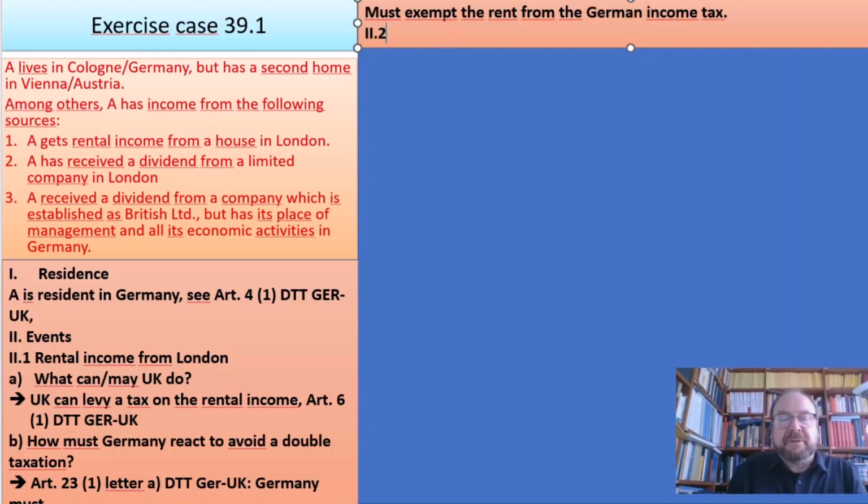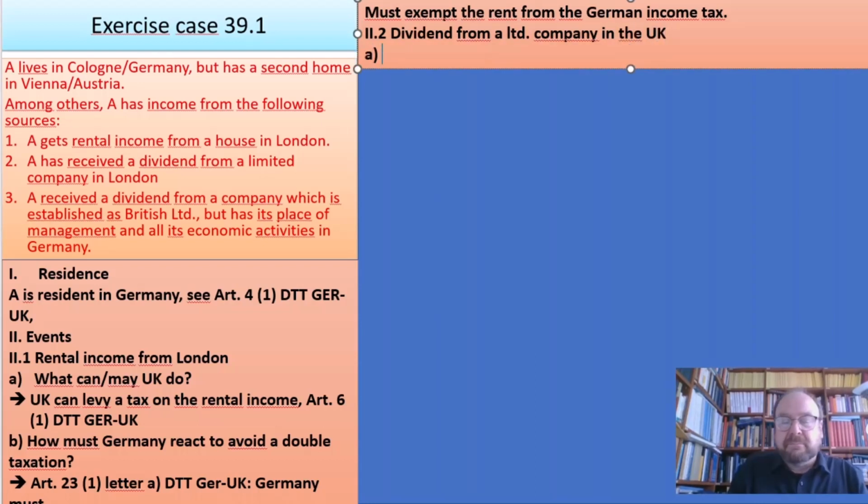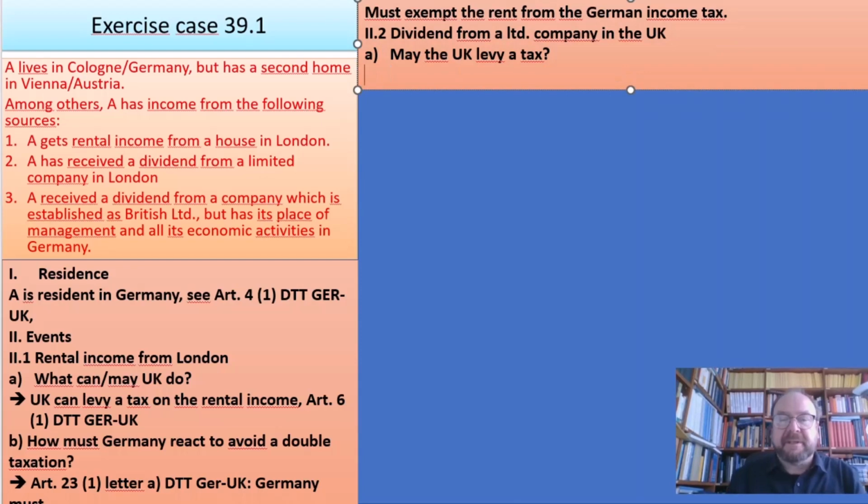Okay, 2.2. Dividend from a limited company in the UK. Letter A is again, may the UK levy a tax. And for this, we would expect that we find a solution in Article 10 of the OECD model, and so probably our first guess, it will probably also be Article 10 in the British Treaty.